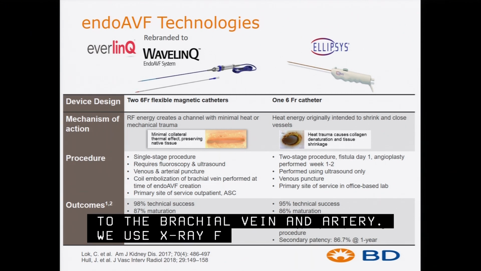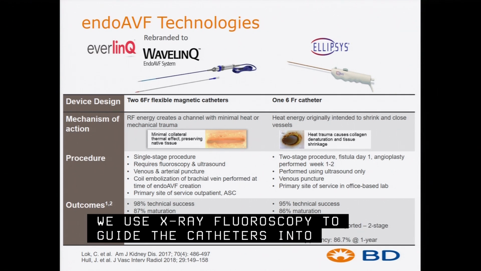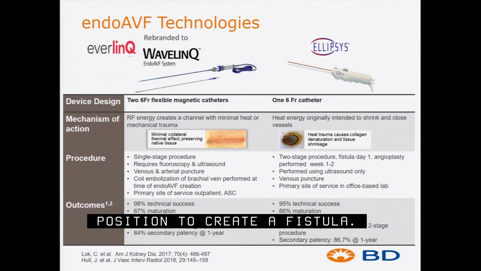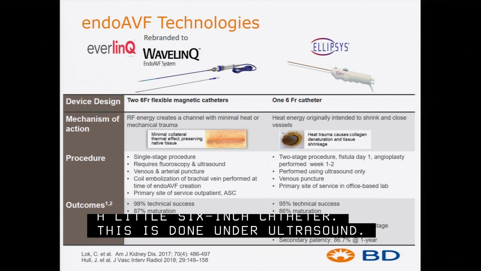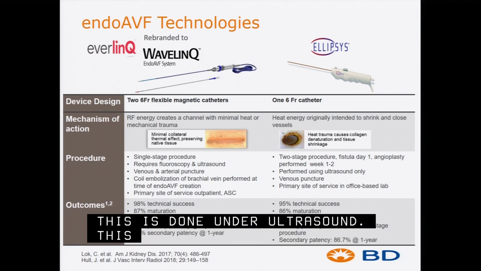The Ellipsis system is a little bit different. It's a single 6 French catheter. This is all done under ultrasound. This is more of an office-based procedure. What this involves under ultrasound guidance is to place a micropuncture needle into the vein at the elbow.